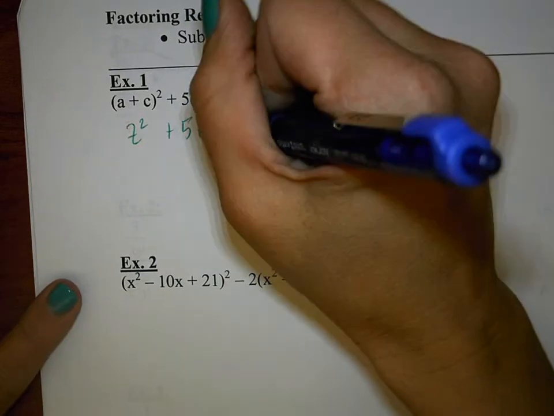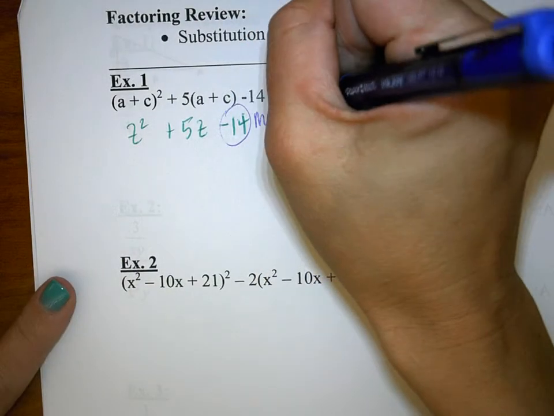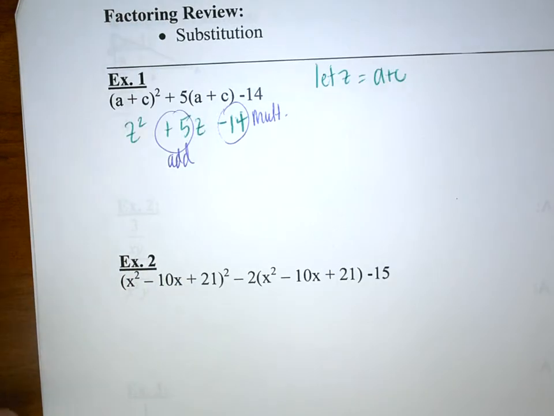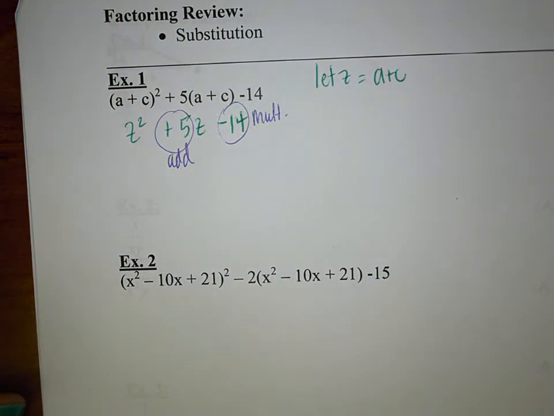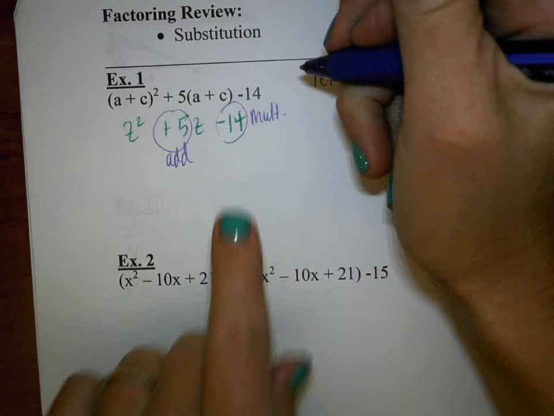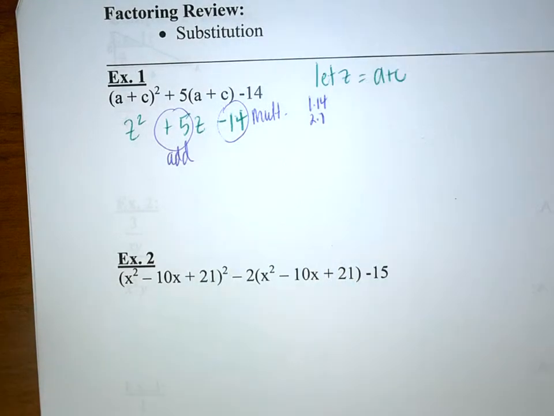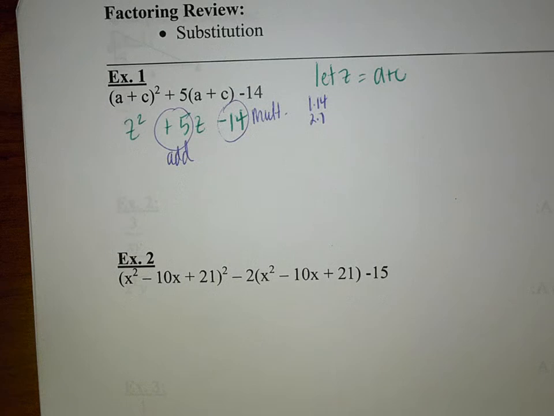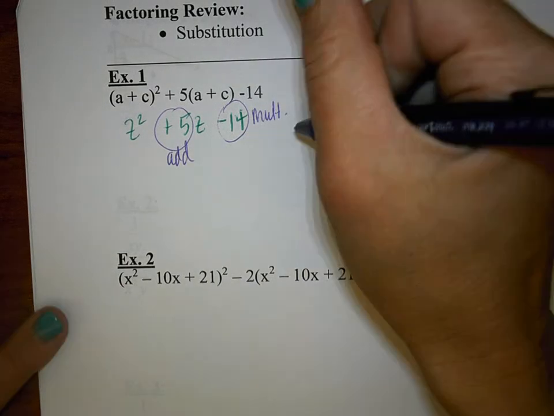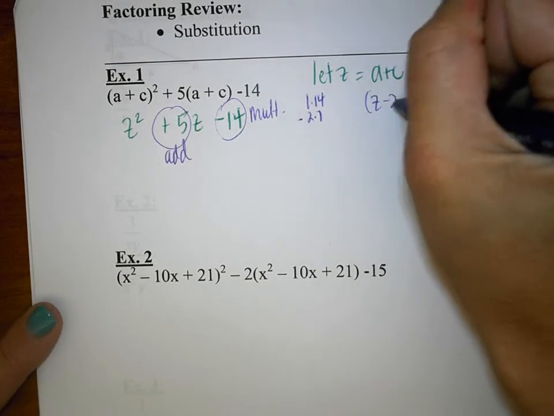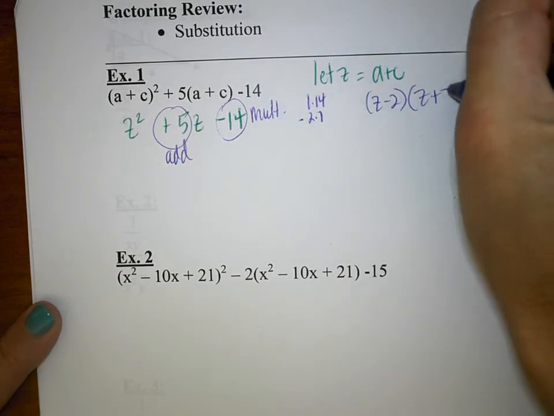Okay, remember that this outside number is your multiplying number and the middle number is your adding number. If you're ever not sure, just write the list of numbers that work. For 14, when they multiply, you have 1 and 14 and you have 2 and 7. Which ones can make a positive 5? Good, and which one should be negative? 2. So we end up with z minus 2 and z plus 7.